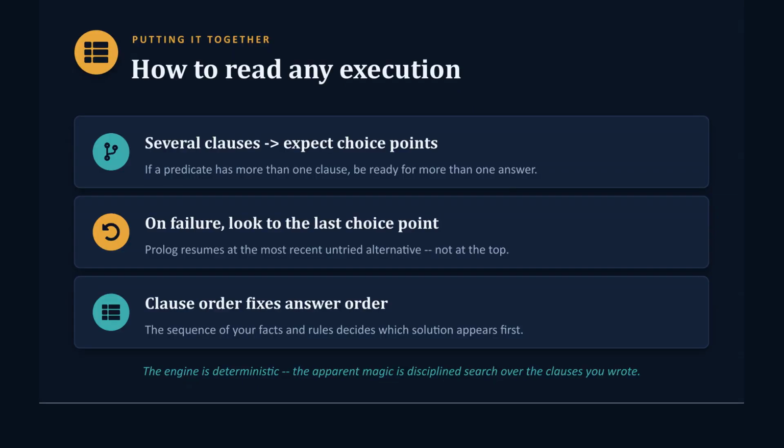With unification and backtracking in hand, you can now read any execution. When the same predicate has several clauses, expect choice points, and be ready for more than one answer. When a goal fails, look back to the last choice point; that is where Prolog resumes, not at the top of the program. And remember that the order of your facts and clauses fixes the order in which answers appear. The engine is fully deterministic; the apparent magic is just disciplined search over the clauses you wrote.